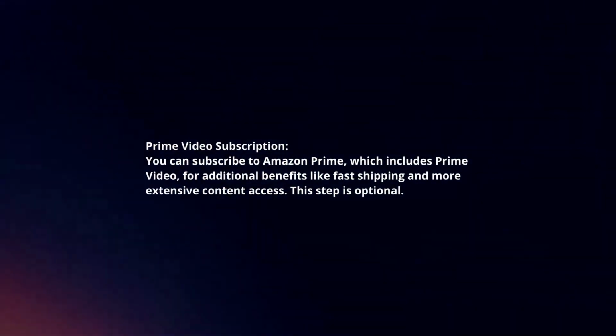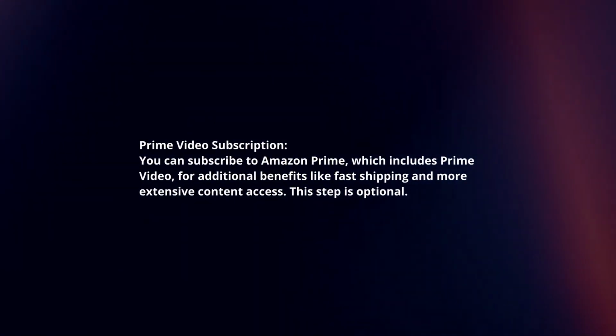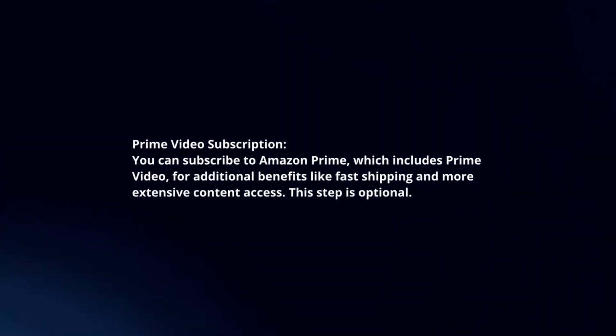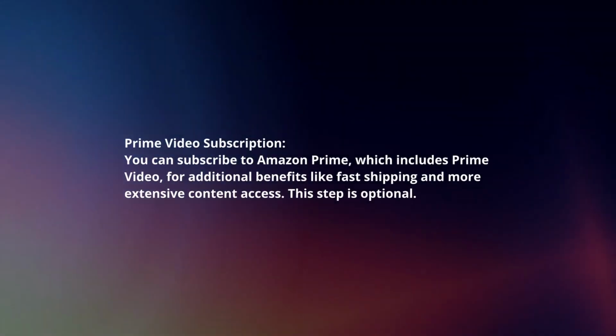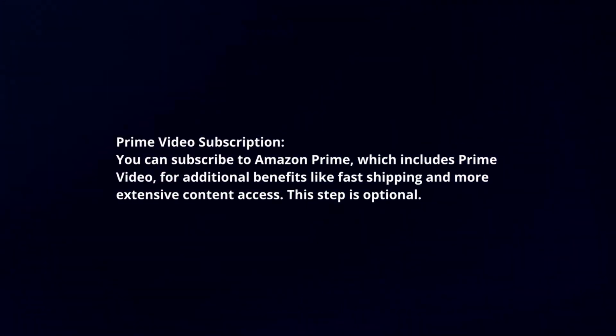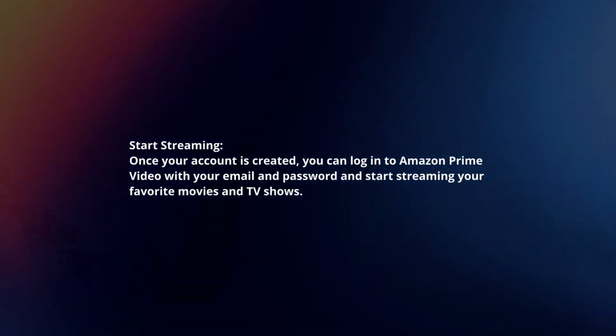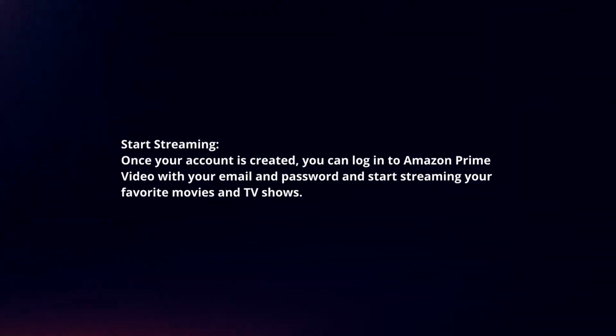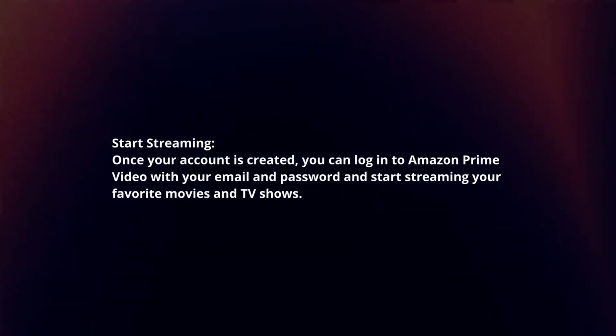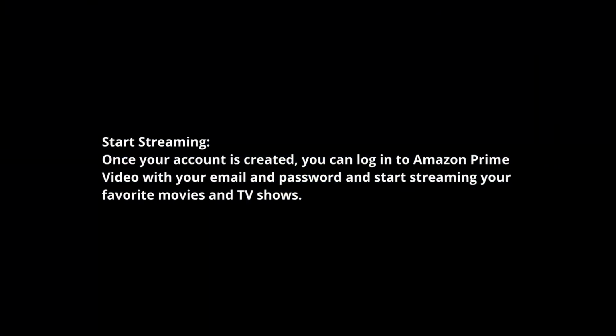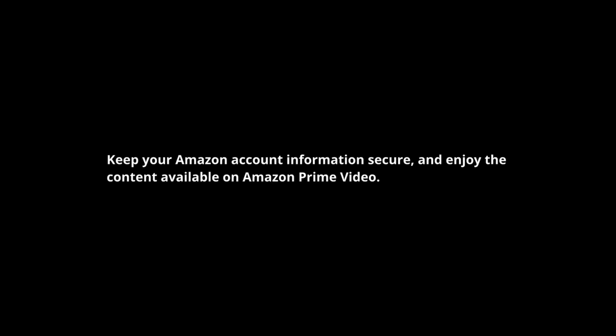Prime Video subscription. You can subscribe to Amazon Prime, which includes Prime Video, for additional benefits like fast shipping and more extensive content access. This step is optional. Start streaming. Once your account is created, you can log into Amazon Prime Video with your email address and password and start streaming your favorite movies and TV shows. Keep your Amazon account information secure and enjoy the content available on Amazon Prime Video.